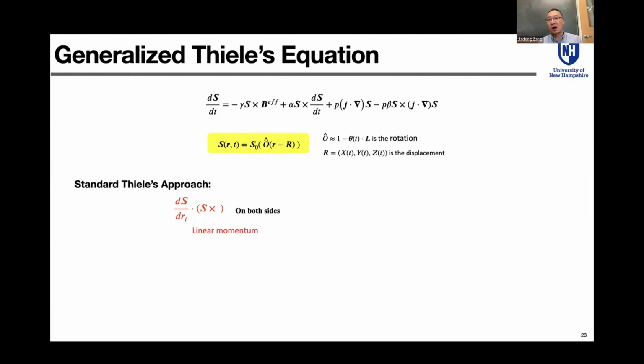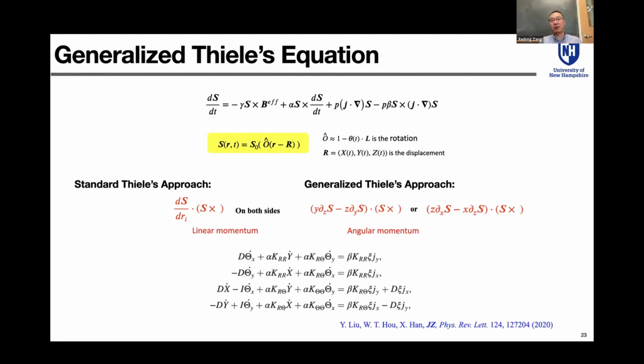But right now we are talking about the Hopfion, a three-dimensional object, and we're interested in rotation and three-dimensional motion. Okay, so we would like to generalize this Thiele equation by applying this term on both hand sides of the LLG equation as well, and this gives you the angular momentum. And as a result, we end up with this equation of motion for the Hopfion, and the result of this is nicely consistent with the numerical simulation.